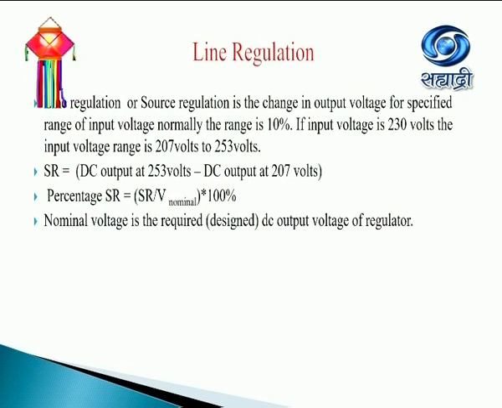Line regulation. Line regulation or source regulation is the change in output voltage for a specified range of input voltage. Normally, the range is 10%. If the input voltage is 230 volts, the input voltage range is 207 to 253 volts. And so, source regulation is DC output at 253 volts minus DC output at 207 volts. Percentage source regulation is source regulation divided by V nominal into 100%. Here, nominal voltage is the required or designed DC output voltage of regulator.